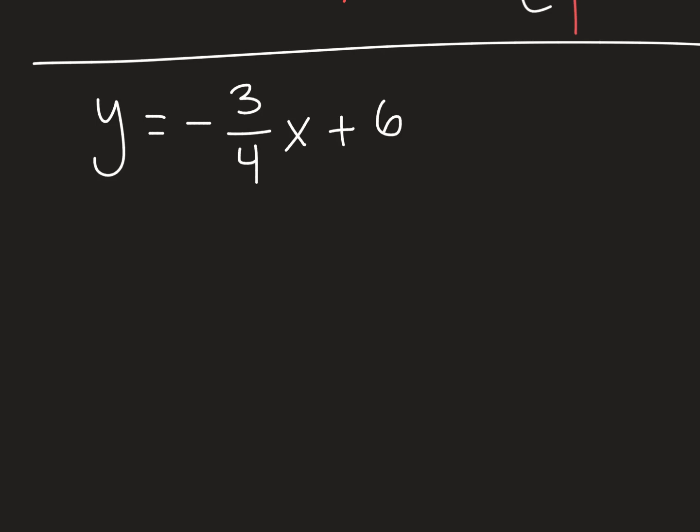Now, 4 and 3. That's rise over run. If I rise and run this way, is that going to give me a negative slope? Is this direction a negative slope? No, I need to go this way. So which direction do I have to go? Down 3 and over this way.